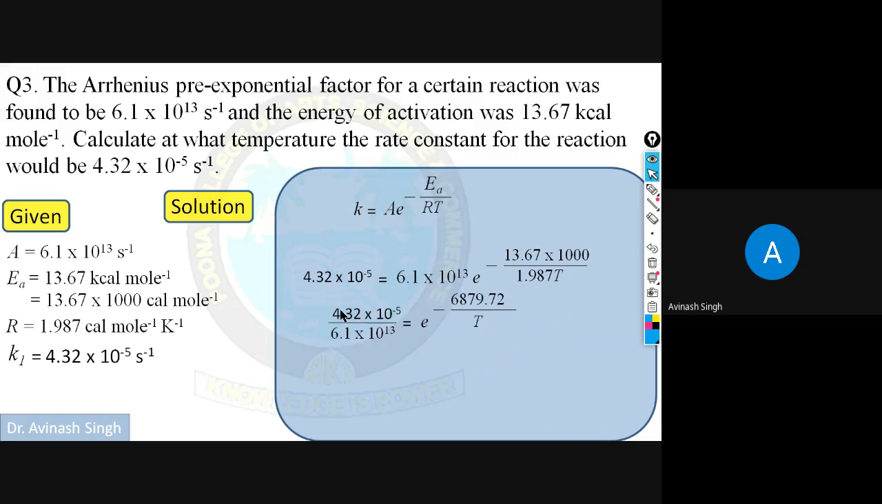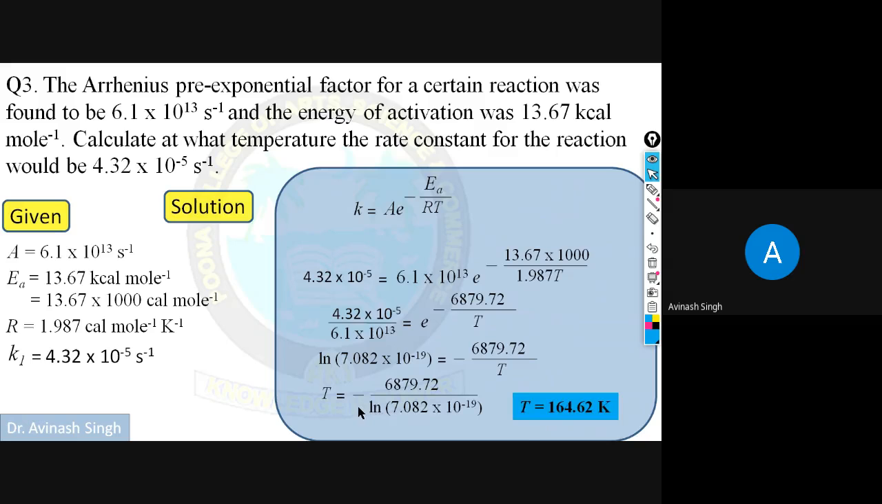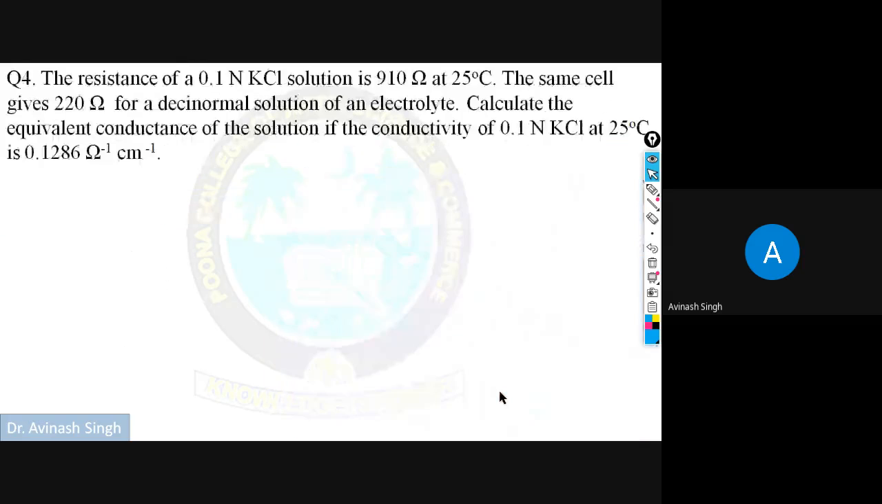So 4.32 divided by this is equal to this much. Solving this, the solution of this part will become 7.082 into 10 raised to minus 19 is equal to this much. So when you take this, this will be log to the base e. So ln of this much is equal to minus this. So T will be this minus this divided by log of this. So T is given to be 164.62 Kelvin.